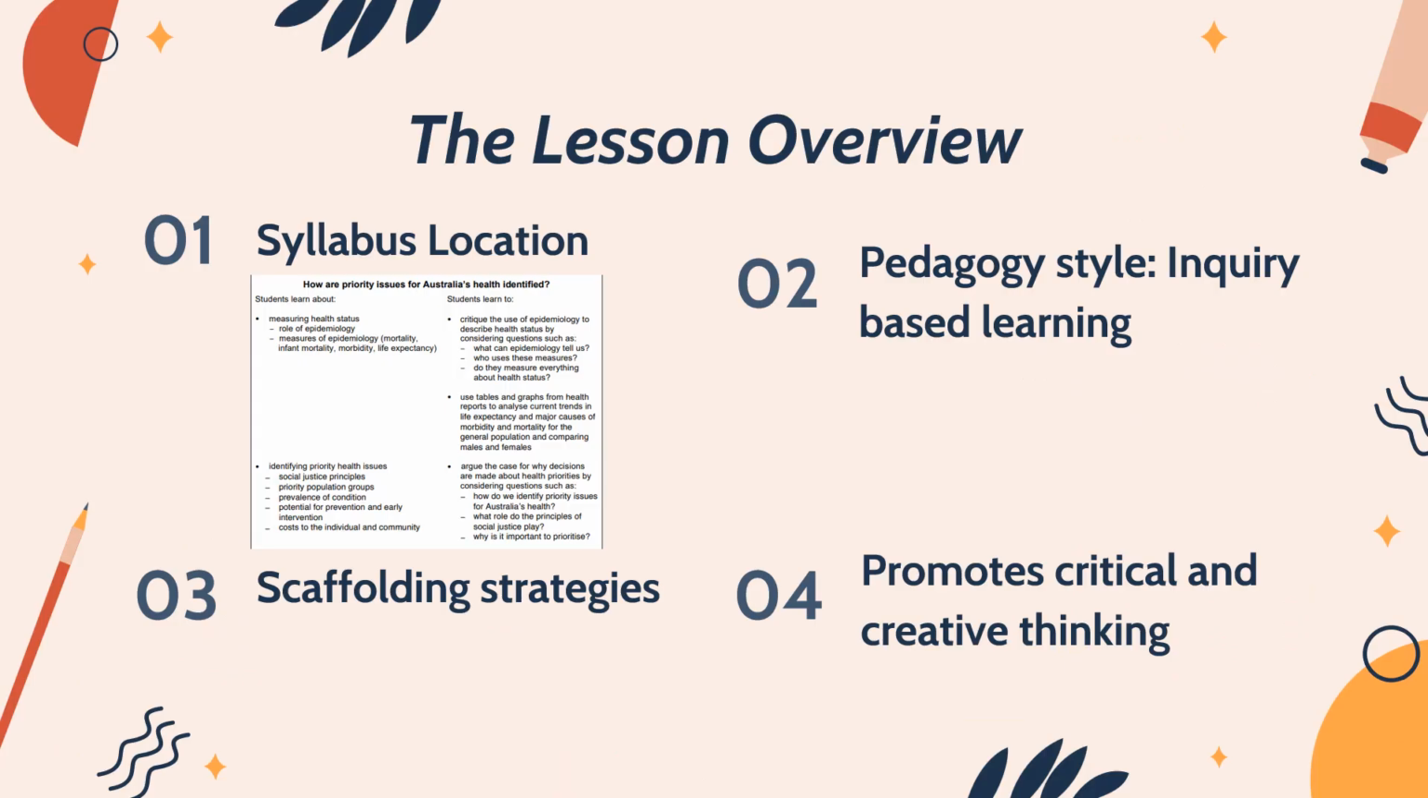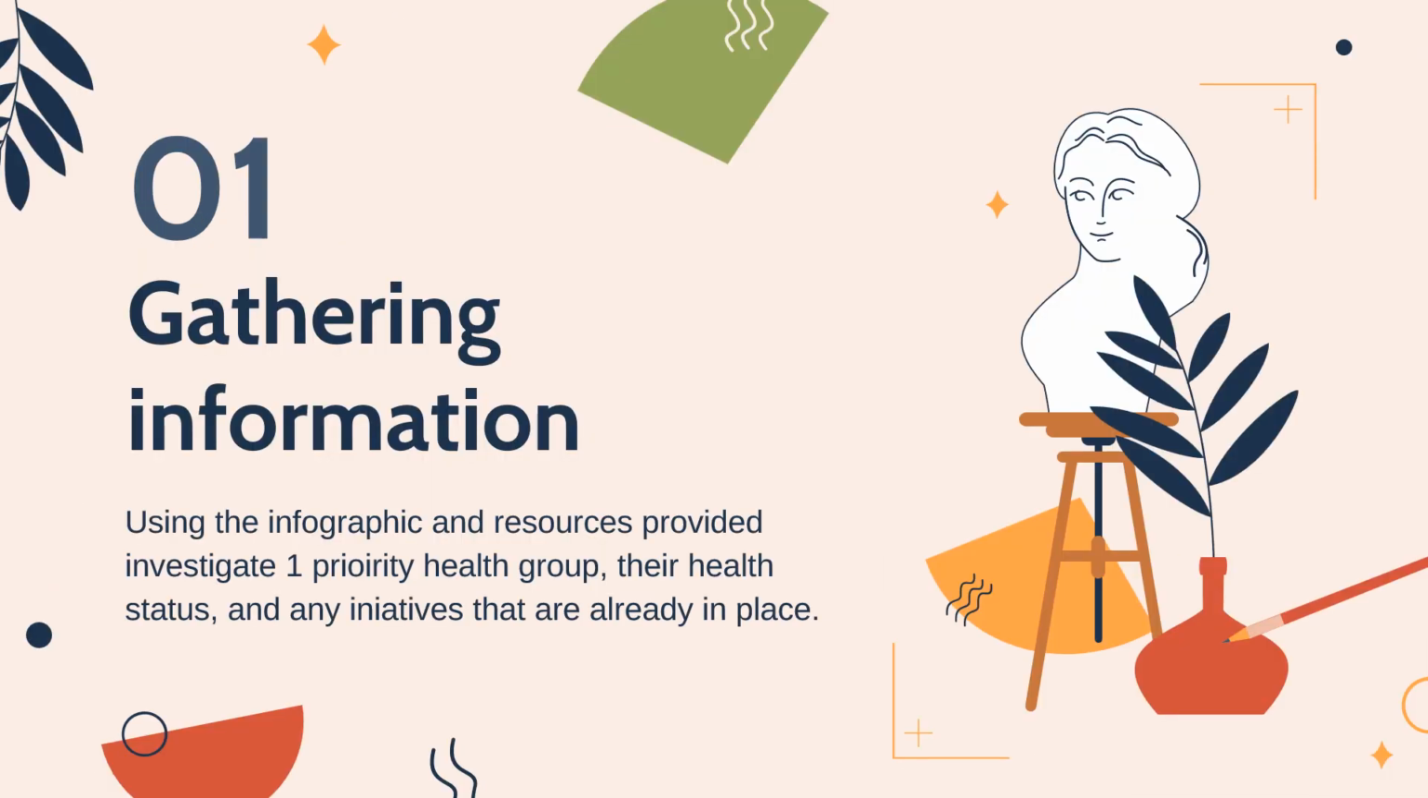So the overall lesson overview is highlighting HSC Core 1, identifying priority health issues under the critical question of how we prioritise issues for Australians' health. How are priority issues for Australians' health identified? And the pedagogy style I took for this lesson is inquiry-based learning, in hopes to promote critical and creative thinking through a range of activities.